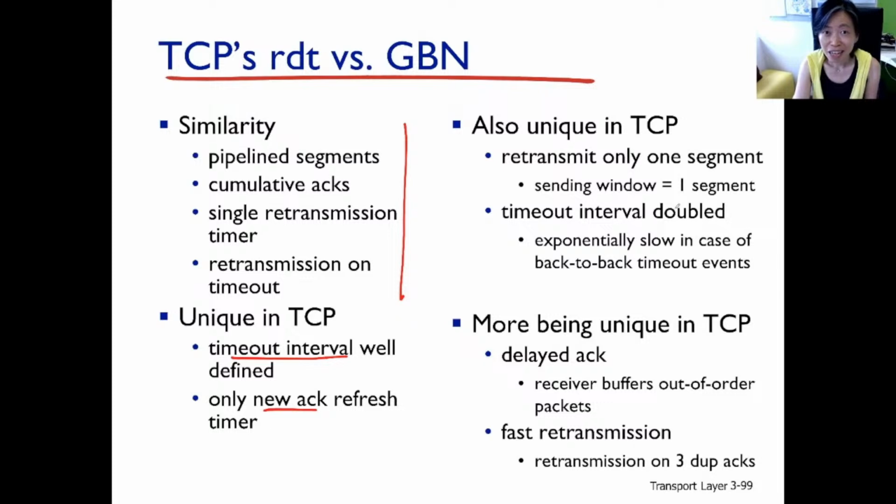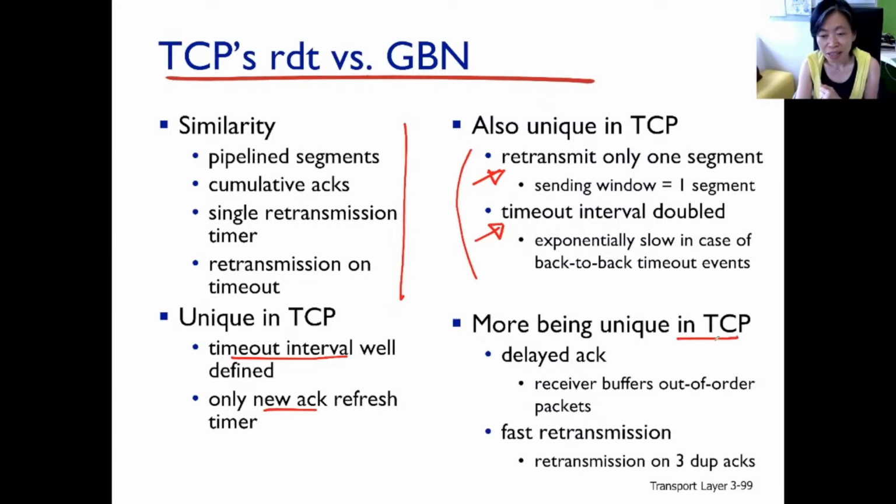TCP there is also not only doing reliable data transfer, it also does congestion control, flow control, and everything else. Therefore, we see that when there's a timeout, the retransmission window is only dropped to 1, and the timeout interval could be doubled.